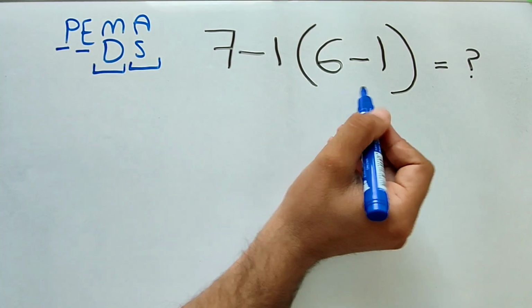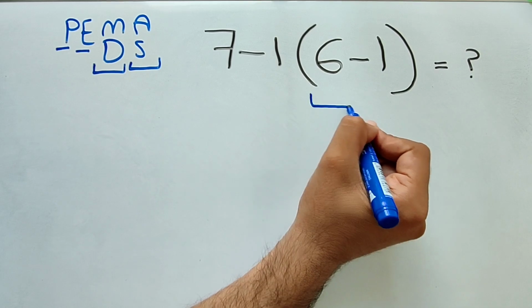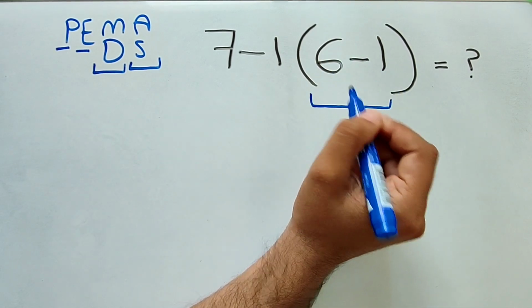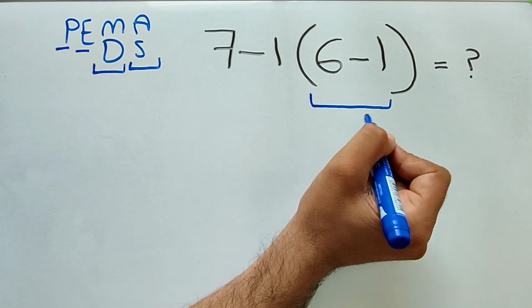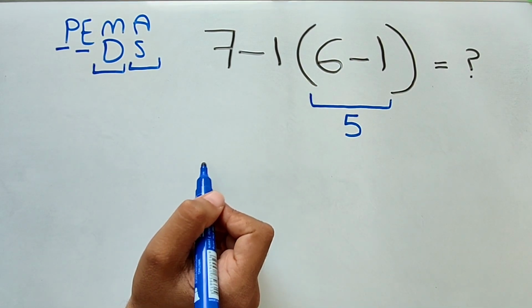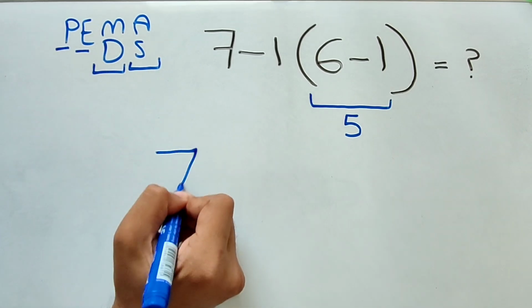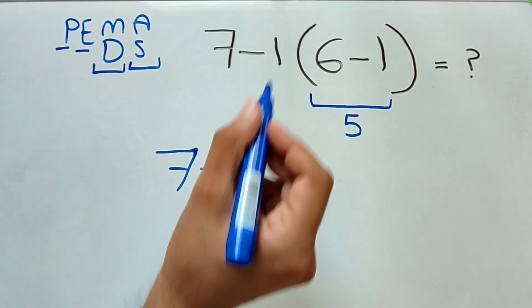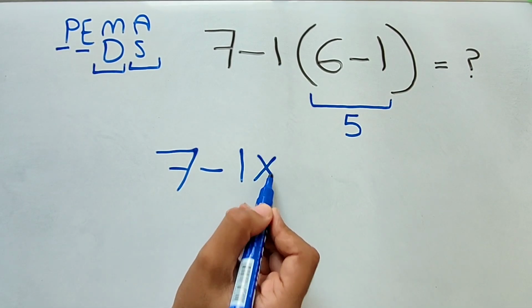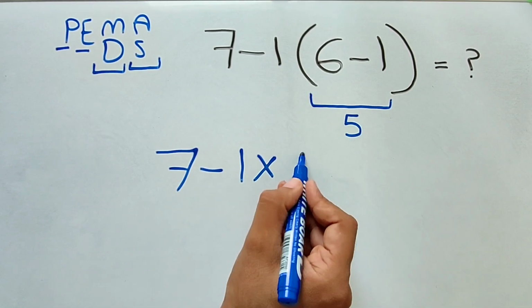So we have here one parenthesis that we have to solve first. 6 minus 1 is equal to 5. Now let's rewrite the expression. 7 minus 1, we have one multiplication here, and 5.